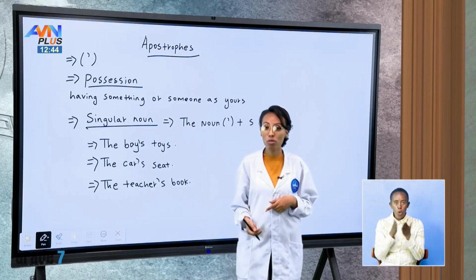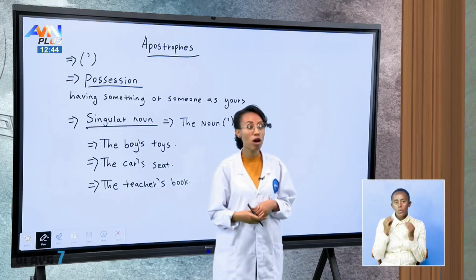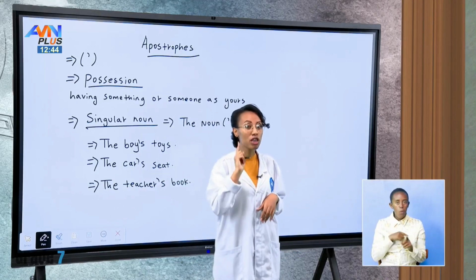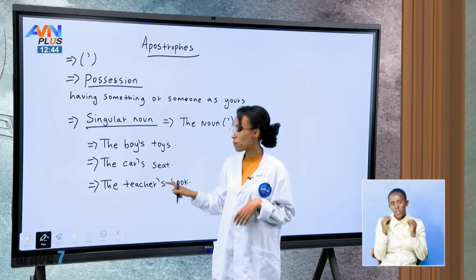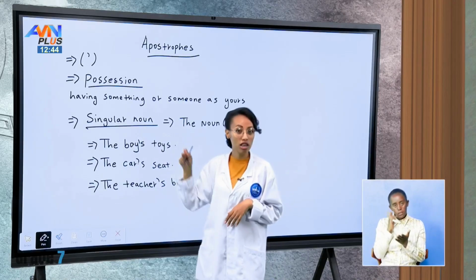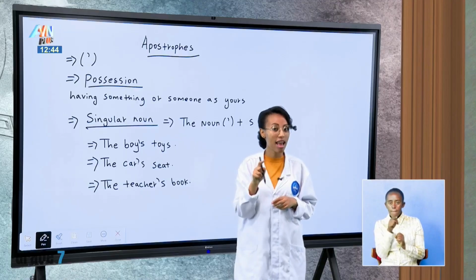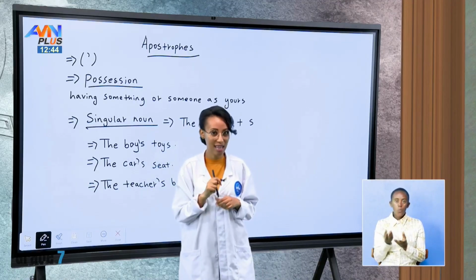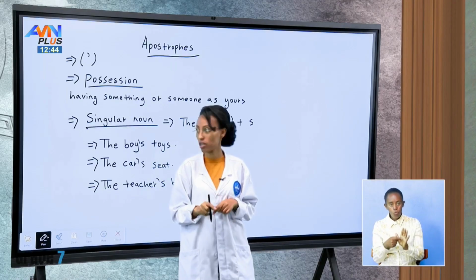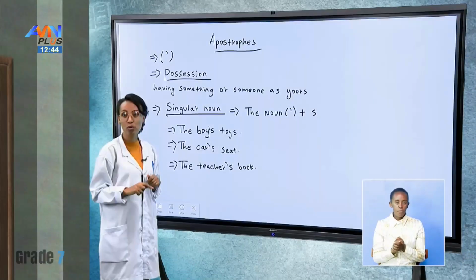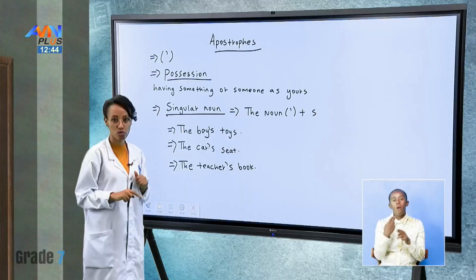So when we say teacher's, we're not talking about lots of teachers, but we're talking about a specific teacher, one teacher. So if that is the case, and if it's a singular noun, we use the apostrophe first, and we add S after to show possession of that person's belongings, okay? This is how we use singular nouns with apostrophes.